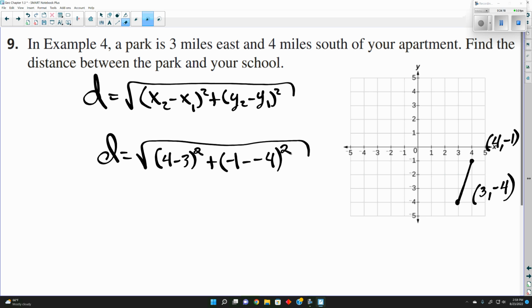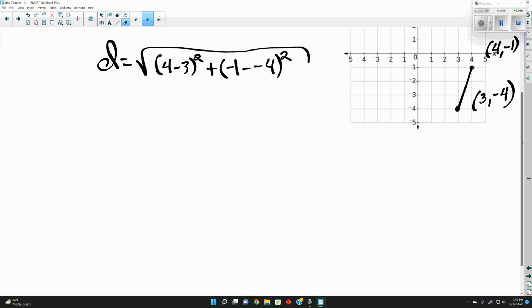Does the calculator care if it's negative 1 minus negative 4? No, it's still going to calculate it. Yes, we don't have to change it. So in a calculator, you can type it out just like this here. I can type it out exactly like this, and it will give me the answer. Now, if we did this by hand, the negative and negative here would make a plus.